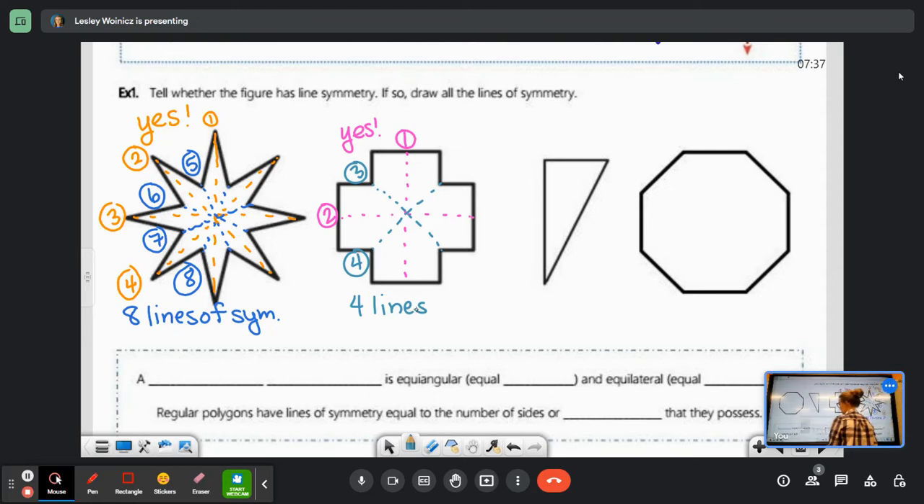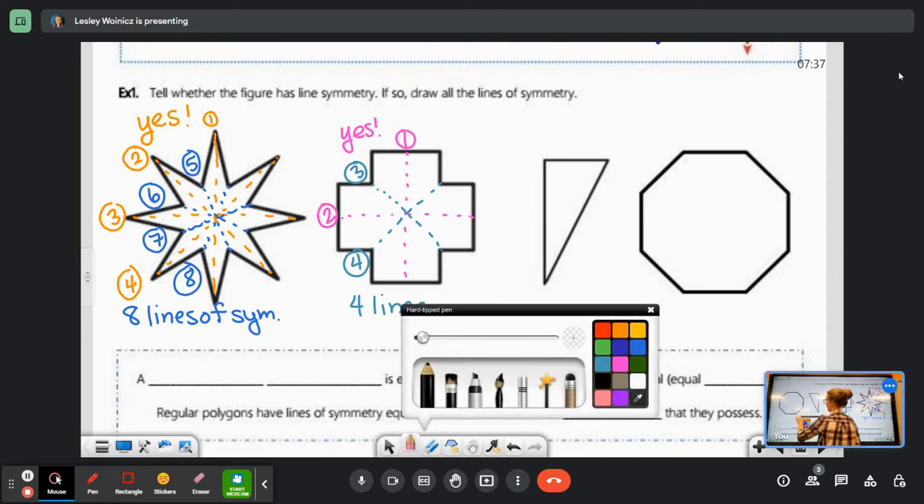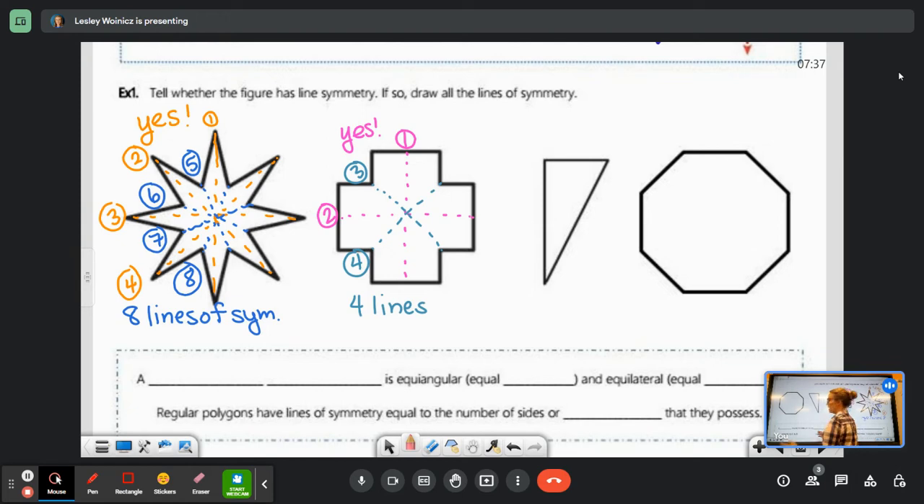All right, for this triangle, no matter how I fold it, it's not going to map onto itself. If I try to fold it here, where would this part go? Like this? I don't know, but it doesn't map onto itself. So this one's a big old no.